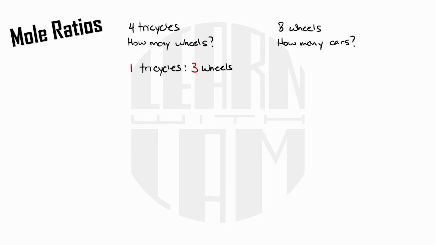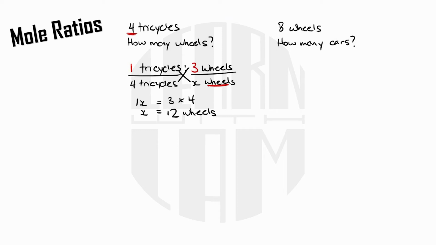Once I have that ratio, I'm going to turn my setup into fractions, and I'm going to put my knowns and unknowns on the appropriate sides. So I know I have 4 tricycles. I'll write that down on the tricycle side of the ratio. And I don't know how many wheels I have, so I'll put an X on the wheel side. From there, I'm going to cross multiply. So I have 1 times X equals 3 times 4. And I can simplify that to X equals 12. And because the X was on the wheel side of the ratio, I know that my unit is wheels.